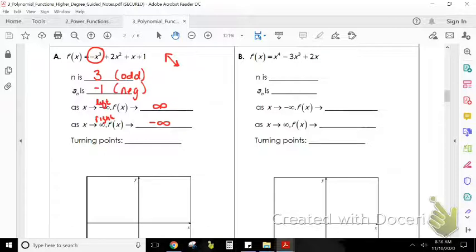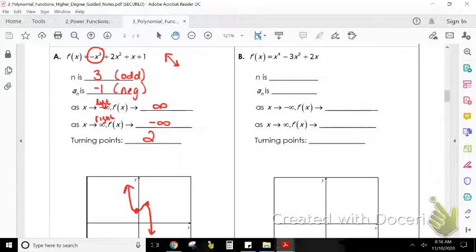All right, so let's go ahead and put it in our calculator, and we should see something like this. Okay, it may be more narrow, maybe a little wider based upon our windows. And so the turning points, we can see there's 2 turning points here, because the turning points are where it goes from increasing to decreasing or decreasing to increasing. All right, let's do B.